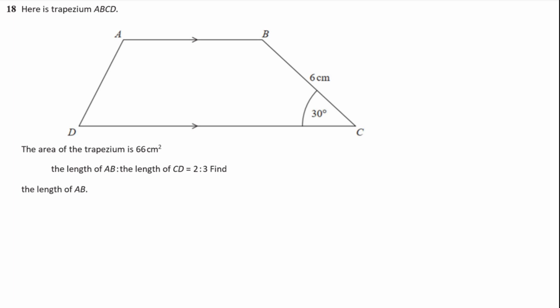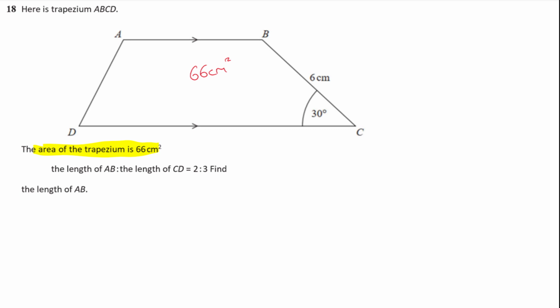Okay. So what have we got in the question and in this diagram? I just like to write everything in. So the area of the trapezium is 66 centimeters squared. I'm just going to write that in the middle. This is 66 centimeters squared. So I've got it there so I can look at it.